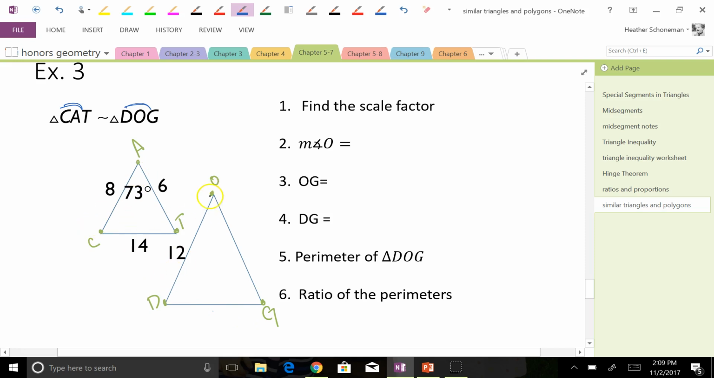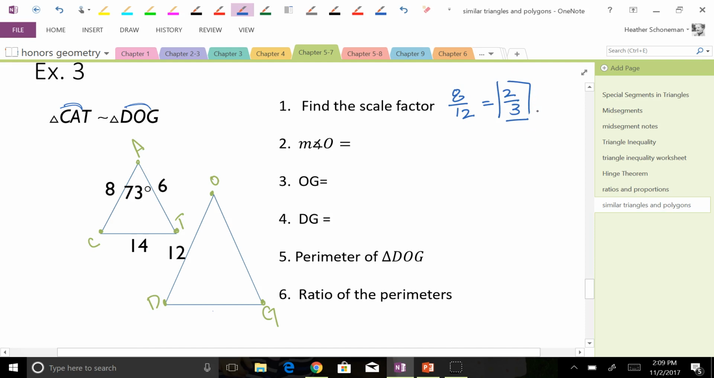But CA and DO, they do match up. So I'm going to write 8 to 12. And then I've got to reduce that. My scale factor needs to reduce, and dividing both by 4 gives 2/3. That's my scale factor. All right, next question.